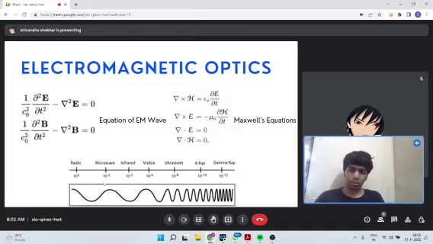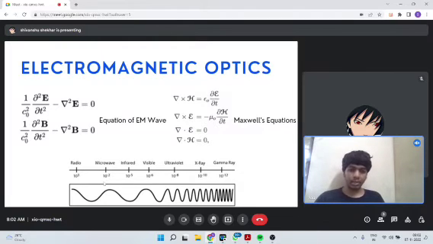So as you can see, 1 upon c naught square, where c naught is the speed of light, into what do you call this equation. We can see that this is something which is satisfied at all points of the wave. And also, when it comes to electromagnetic optics, the most important things to take into account are Maxwell's equations, the four Maxwell equations which are shown here.